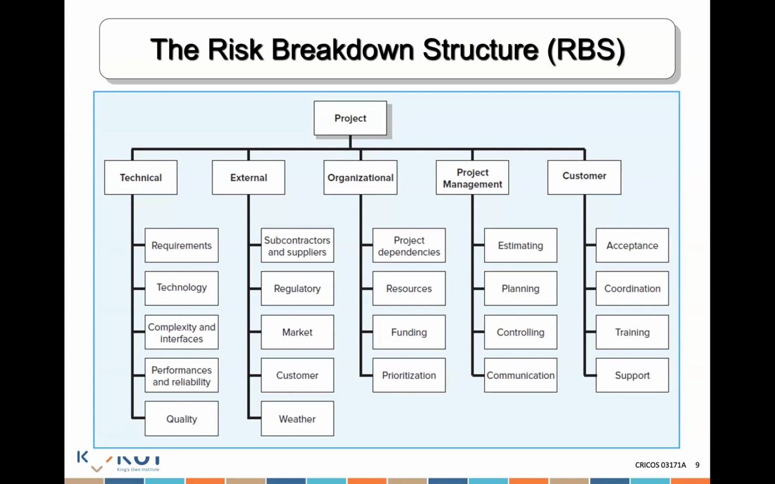We could think about the organization. Project dependencies: maybe more than one project are interconnected together, and they affect how we do things at any point of time. It could be resources might not be available. It could be we don't have the money. It could be the project is not of a high priority at any particular point of time, just to name a few.